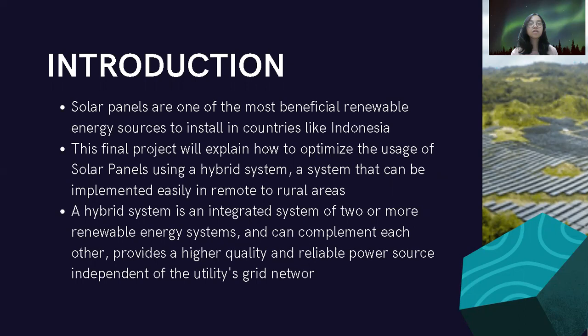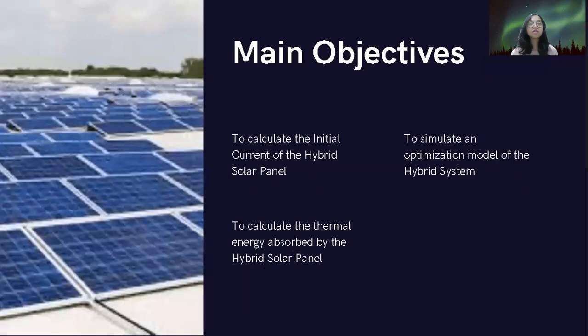A hybrid system is an integrated system of two or more renewable energy systems and can complement each other, provide a higher quality and reliable power source independent of the utilities grid network. So here are the main objectives of this paper. The first is to calculate the initial current of the hybrid solar panel. The second is to calculate the thermal energy absorbed by the hybrid solar panel. And the third is to simulate an optimization model of the hybrid system.